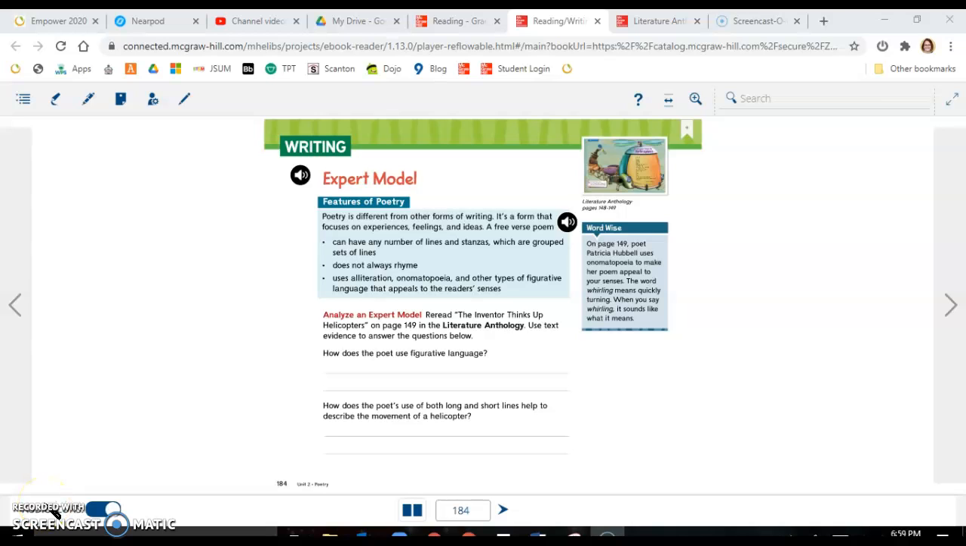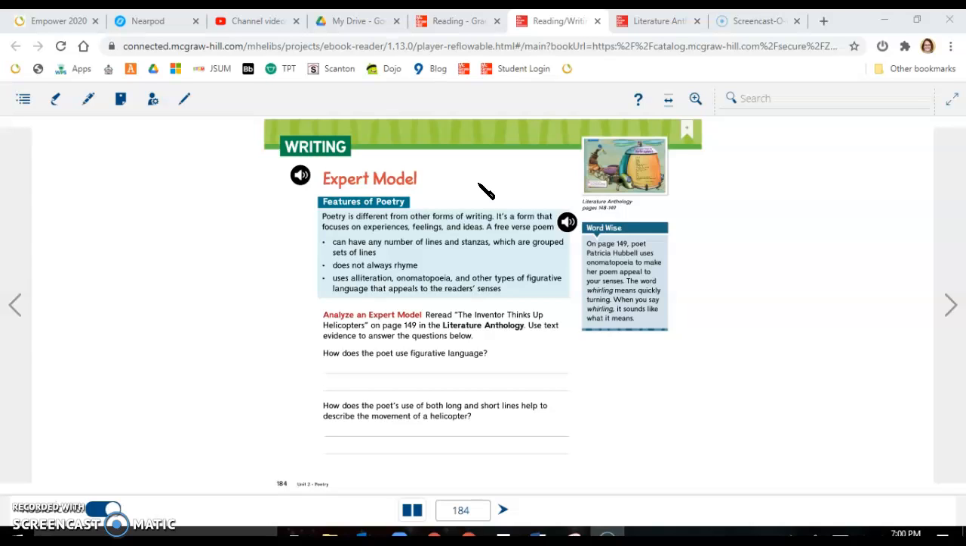Do a new piece of writing, and this piece of writing is called a poem. Now, poetry is different from other forms of writing. It's a form that focuses on experiences, feelings, and ideas. Your poem is going to be a type of poem called free verse. I love free verse poems because they can break all the rules.